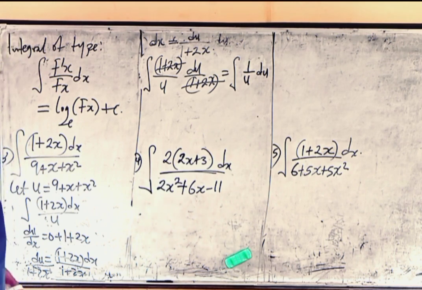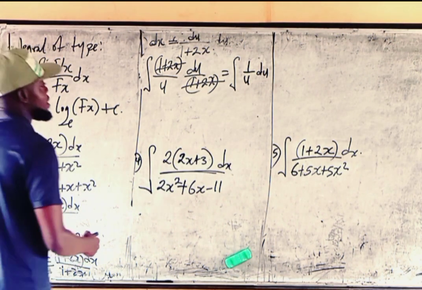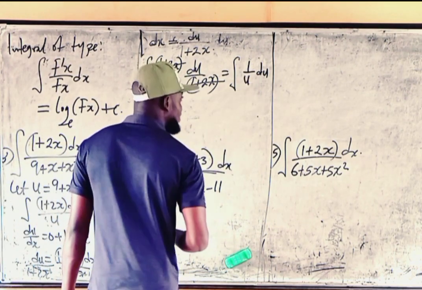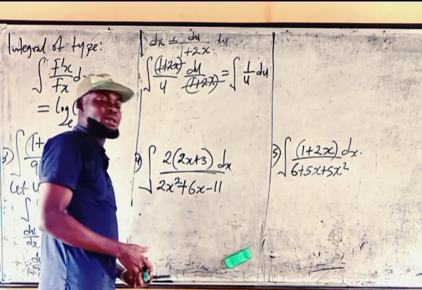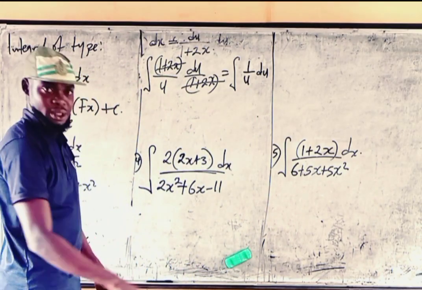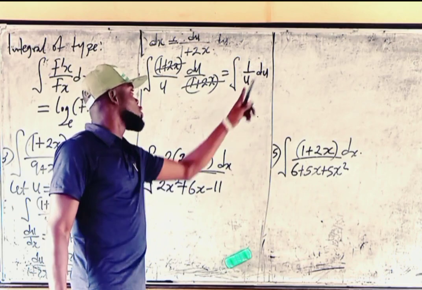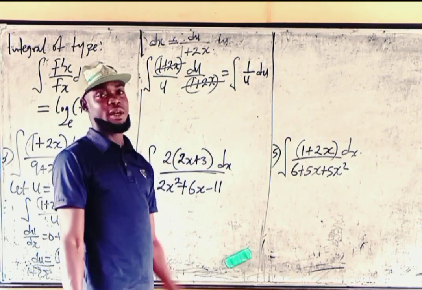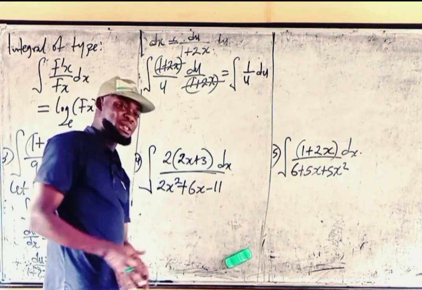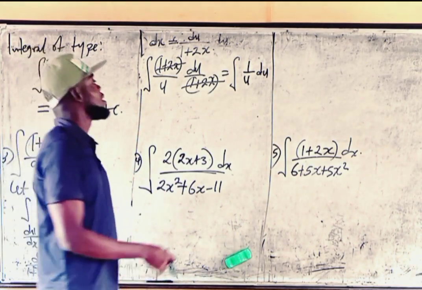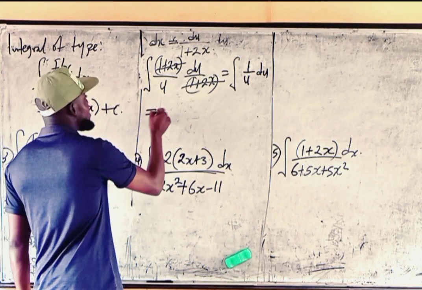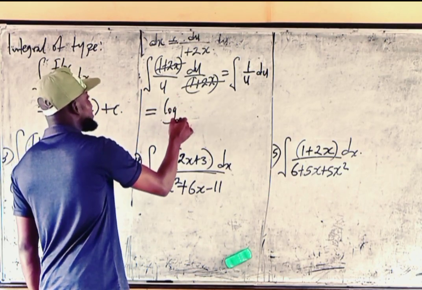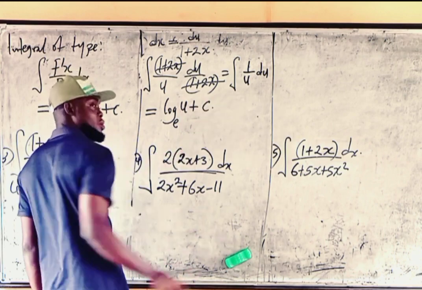Remember, if we differentiate log of x to the base e, the answer will be 1 over x. So if you integrate 1 over x, the answer will be log of that x to the base e. If I differentiate log u with respect to u, the answer will be 1 over u. So if you integrate 1 over u with respect to u, the answer will still be log e of u plus c. That's where I go.